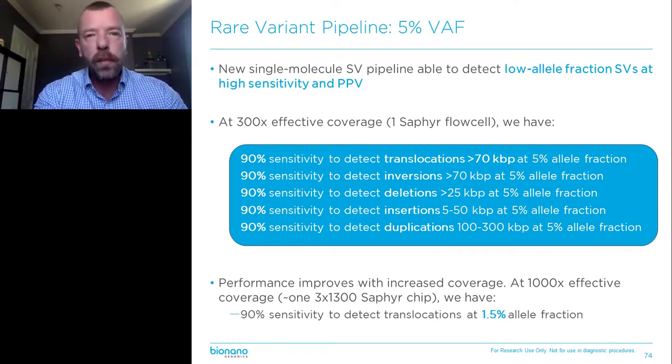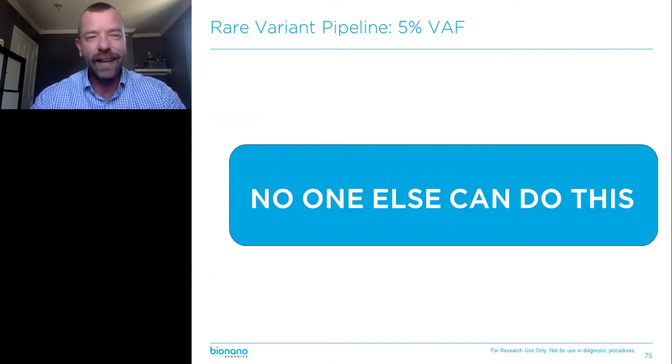And this is completely unbiased. There's no PCR amplification. There's no panel here. We're not just looking for events that we already know. Now we can show you any translocation with any translocation partner all throughout the genome at such low allele fraction, even as low as 1.5% if you combine 3 of the flow cells on our chip. And this very subtle slide here tells you how that compares. No one else can do this.